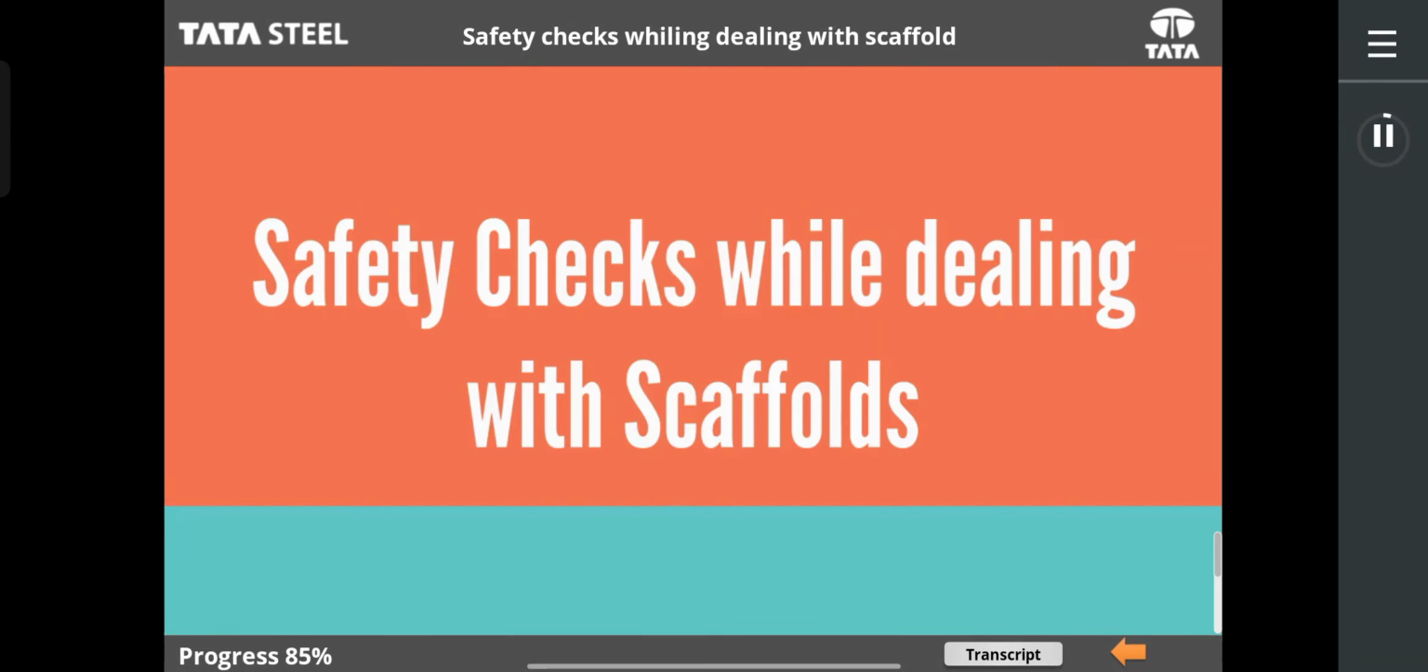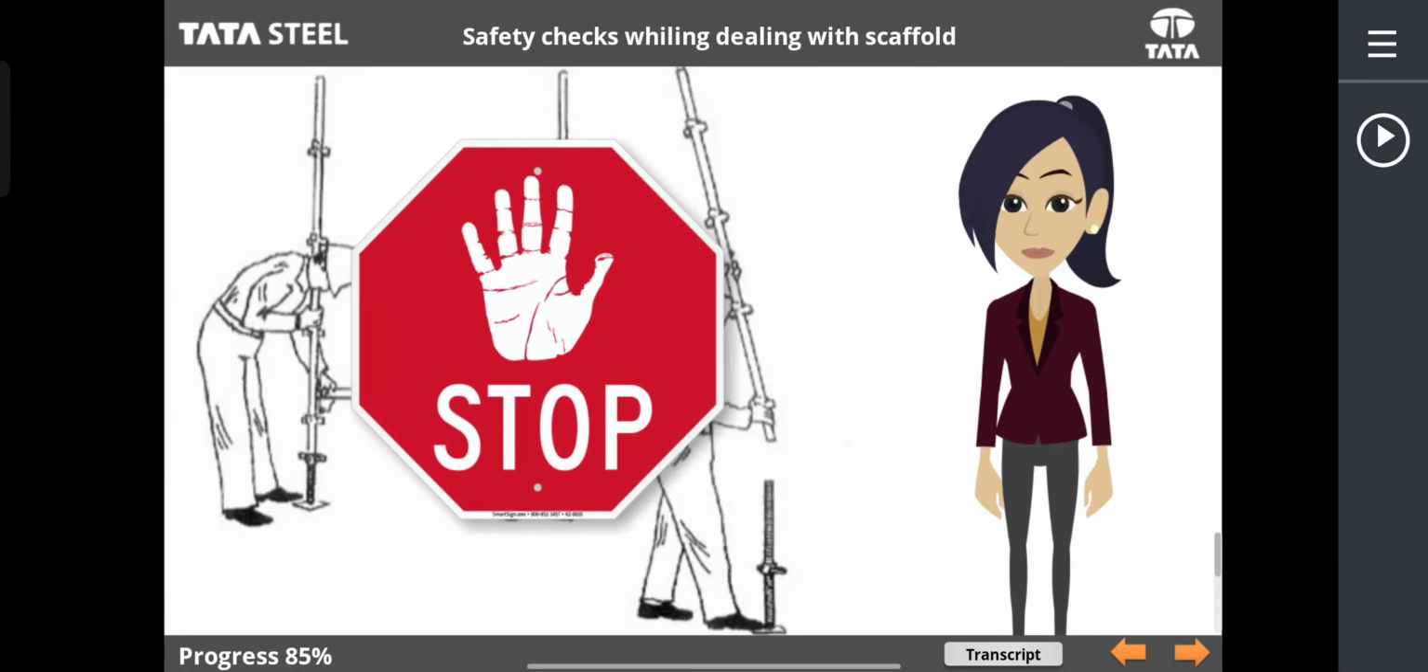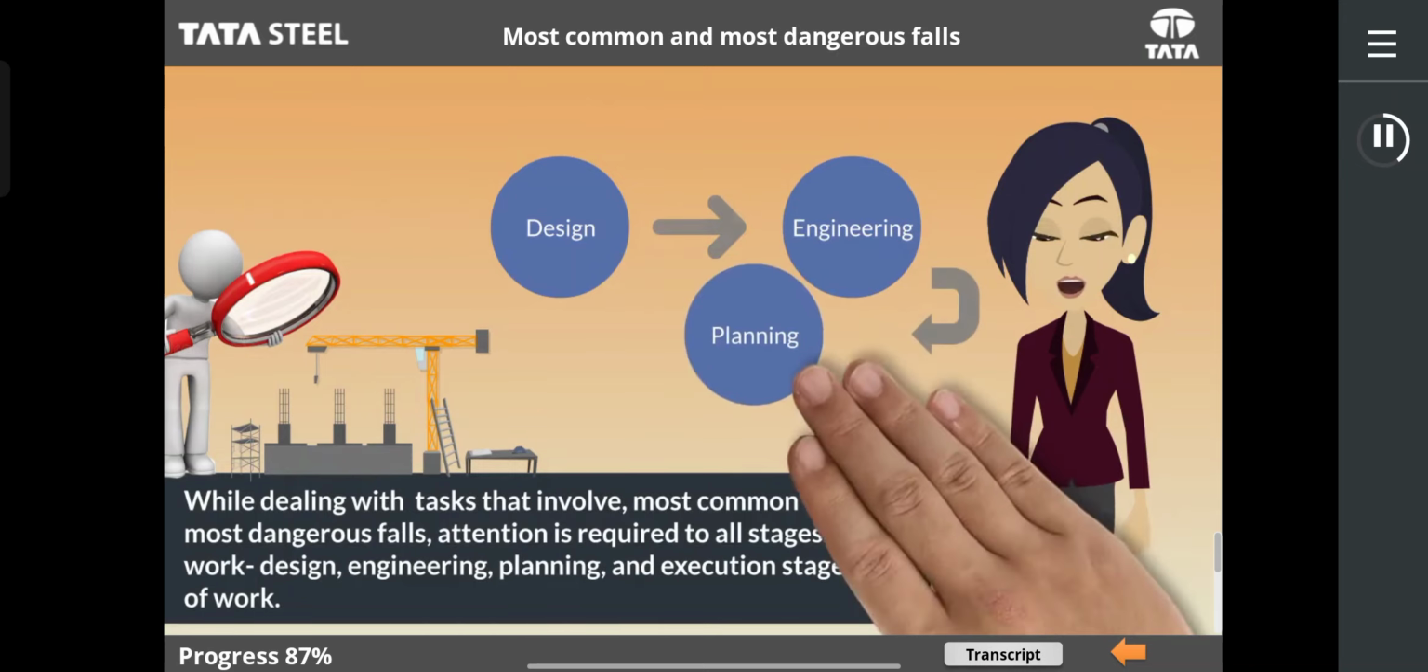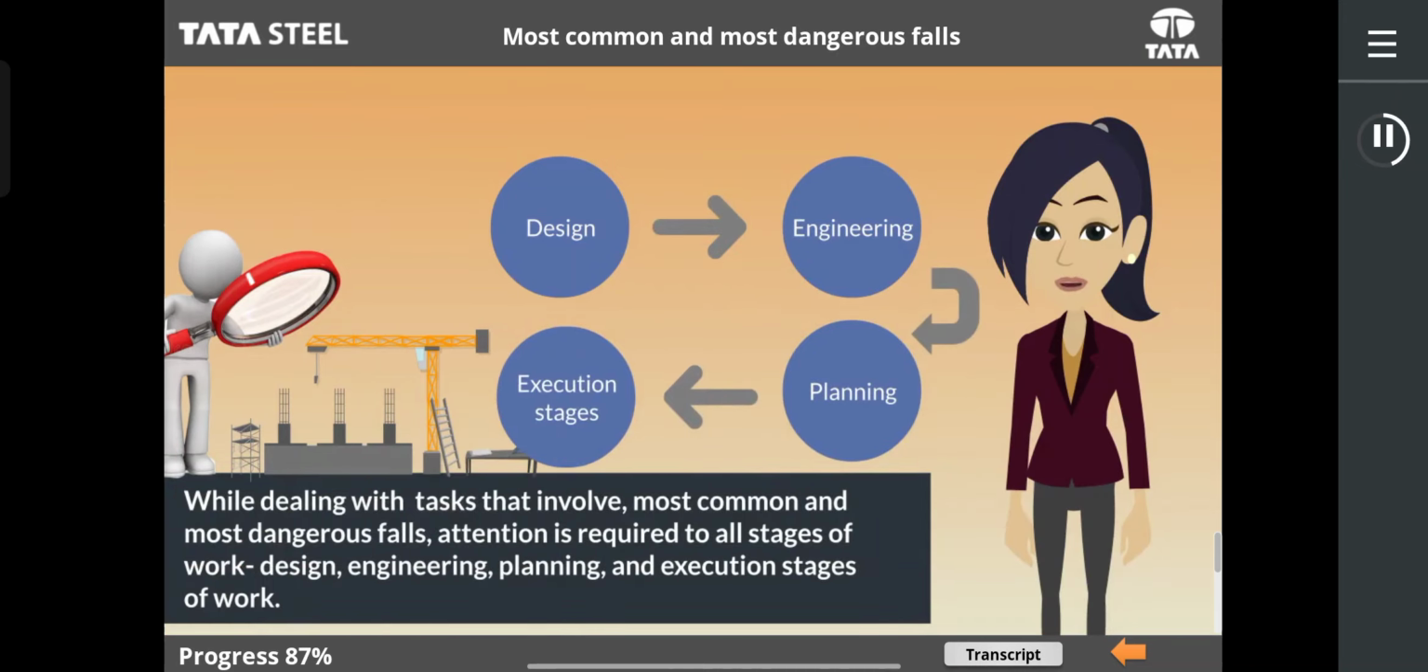Safety checks while dealing with scaffolds. To prevent falls. The tasks and situations listed in this section present inherent fall hazards. You should give special attention to providing fall prevention and fall control for these tasks. Remember that this attention is necessary in the design, engineering, planning, and execution stages of work.